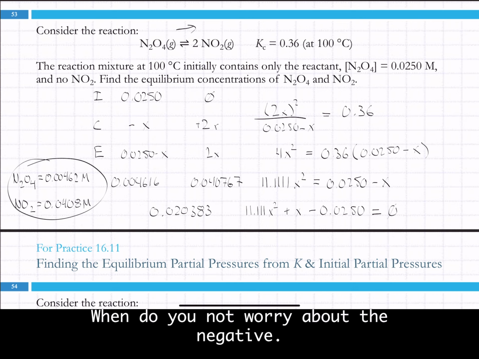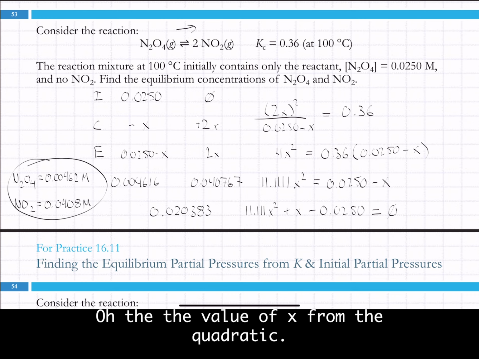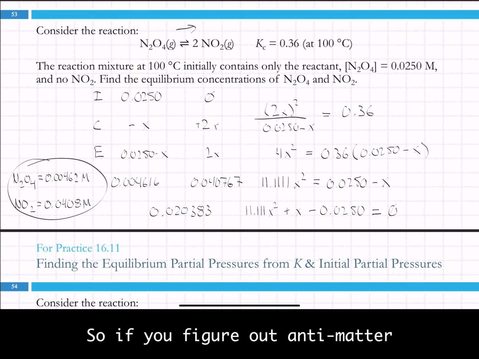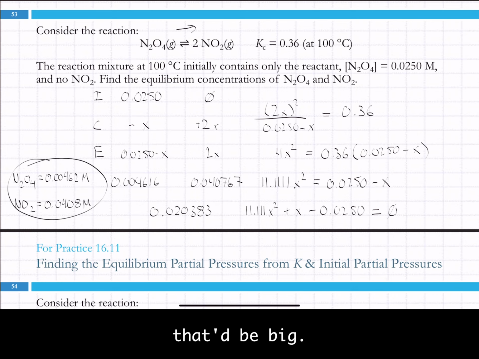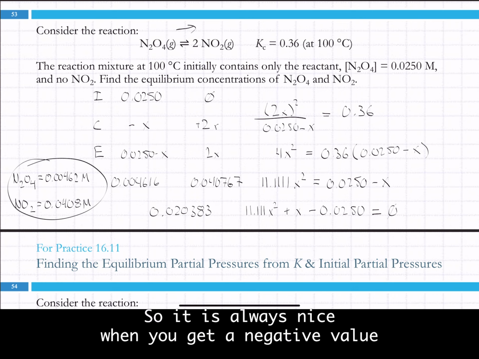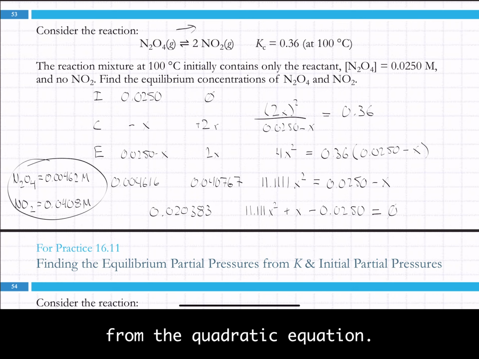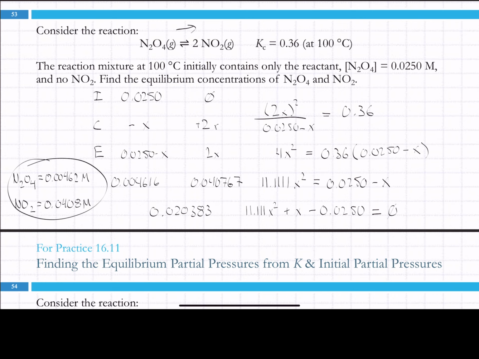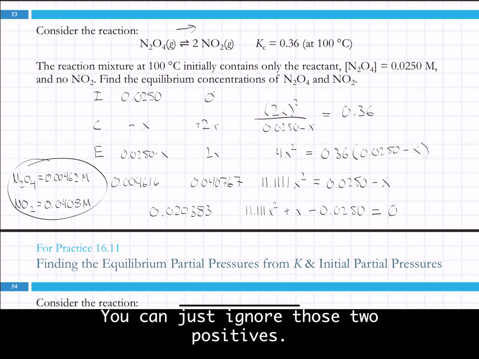Why do you not worry about the negative? Oh, the value of x from the quadratic that's negative, because you can't subtract a negative mass. If you figure out antimatter, that'd be big. So it is always nice when you get a negative value from the quadratic equation. Unless you made a mistake in the quadratic equation, you can just ignore those.